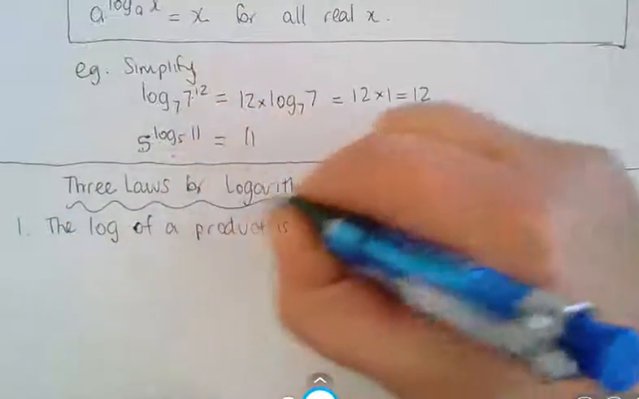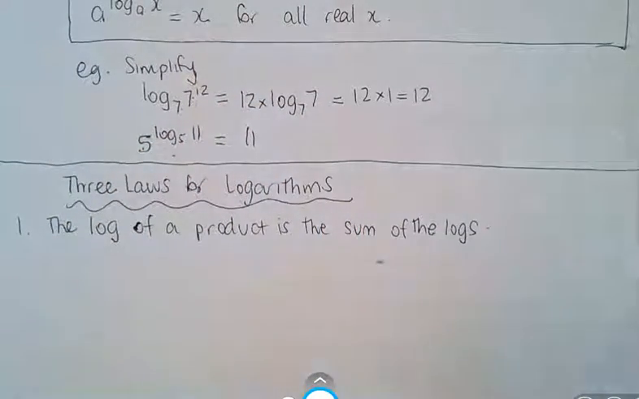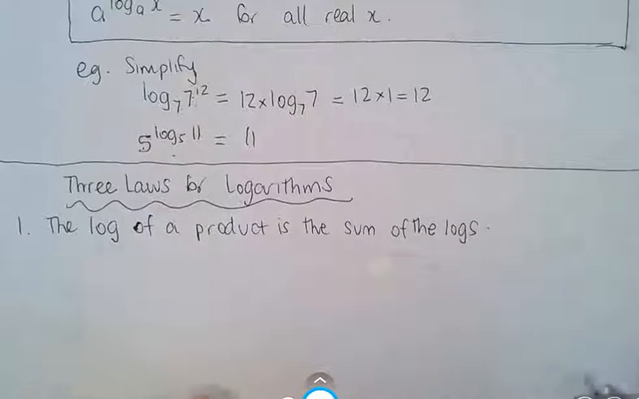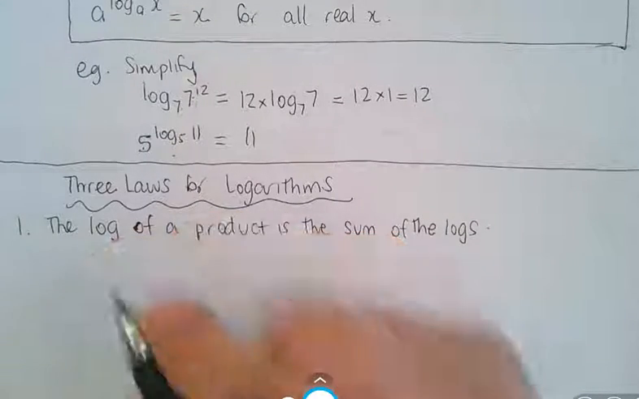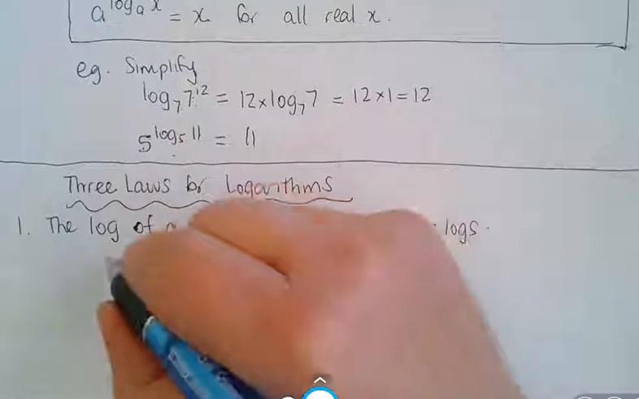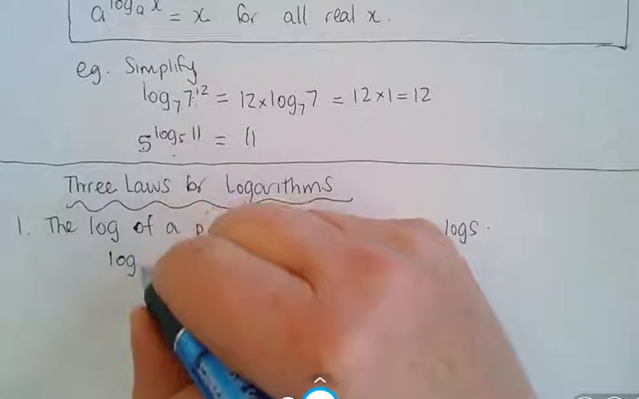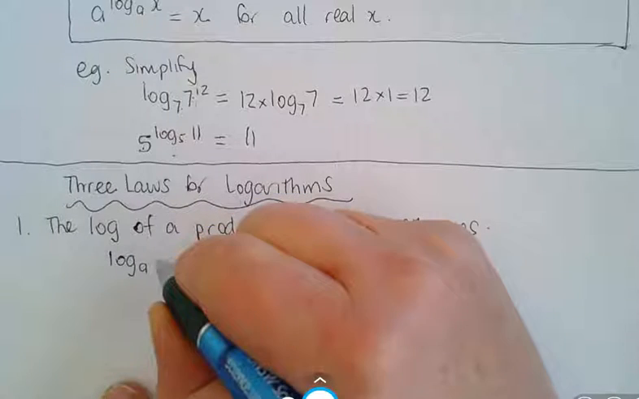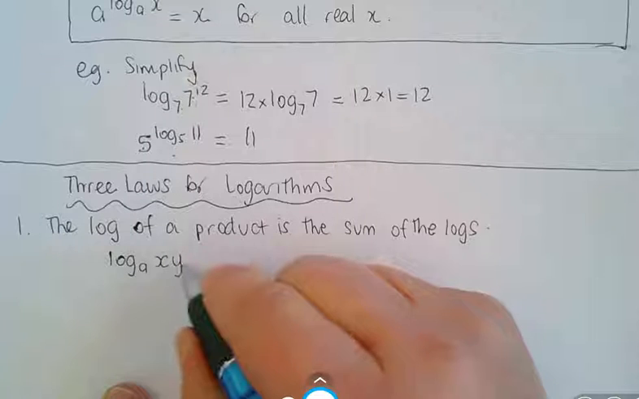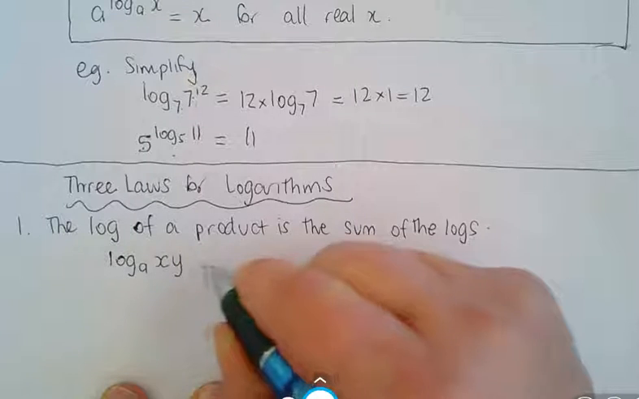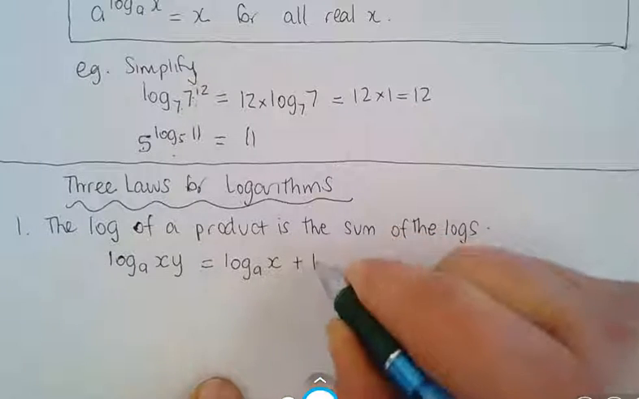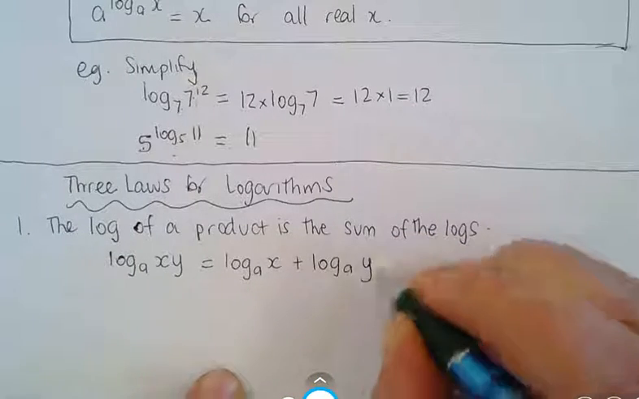These laws are extremely important as well. So there are 3 laws for logs that we are going to look at. And the first one is the following. The log of a product is the sum of the logs. That is because it's written like this. Log to the base A of x times y, that is the log of the product, equals log to the base A of x plus log to the base A of y.